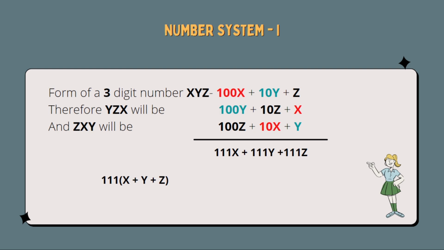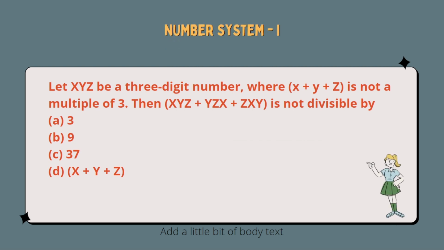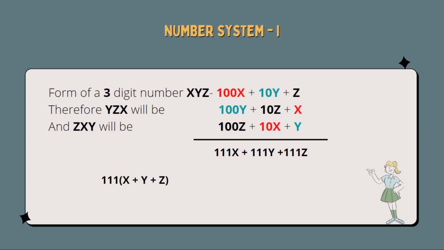Now let's take a look at the options. It is divisible by x plus y plus z, that is clear. What are the other options here? 3, 9, 37. Is it divisible by 3? See, 111 is divisible by 3. But what is given? That x plus y plus z is not divisible by 3. Means this number is not divisible by 3.